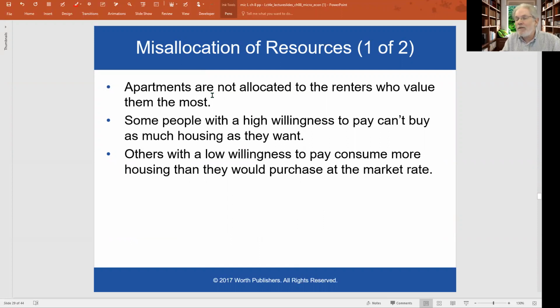Other effects of rent control: apartments are not allocated to the renters who value them the most. Who gets the apartment is really kind of arbitrary.